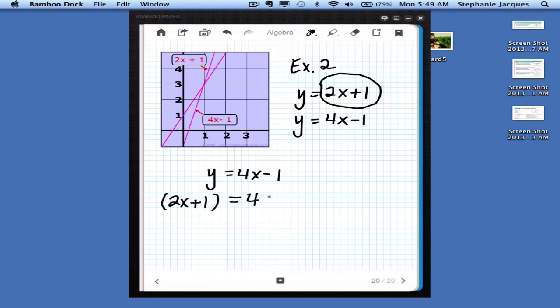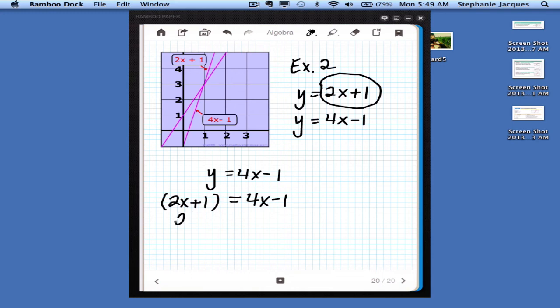equals 4x minus 1. And the only reason I put parentheses is because, let's say it was 2y, you'd have to put that 2 out there and multiply everything on the inside. Or 3y, 3 on the outside. So I just get used to putting the parentheses.